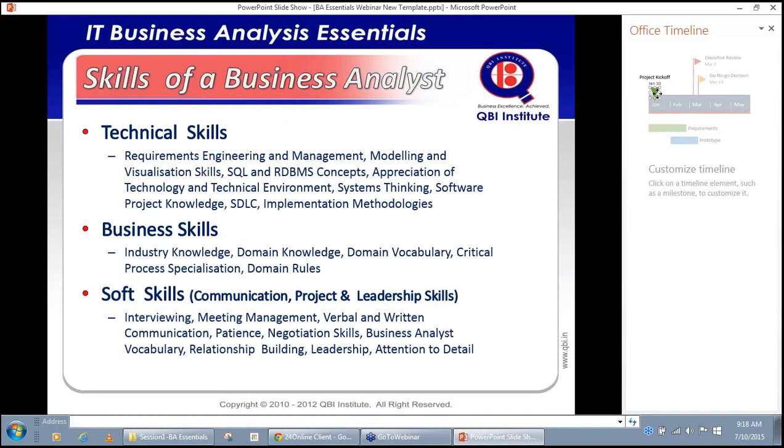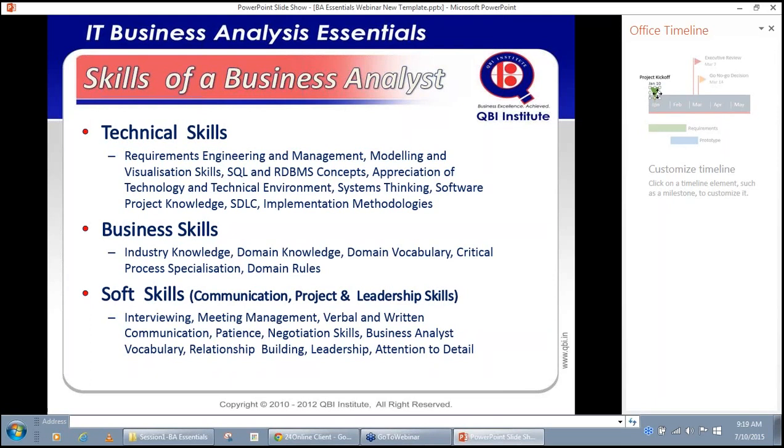Modeling and visualization skills. So you have seen a business process model, which you will be preparing in Visio. SQL and RDBMS concepts. SQL is a structured query language, which is basically the ANSI standard for retrieving, storing, updating database information. Appreciation of technology and technical environment. Systems thinking. So how do you visualize business processes into software processes? Software project knowledge, knowledge of software development life cycle, implementation methodologies.